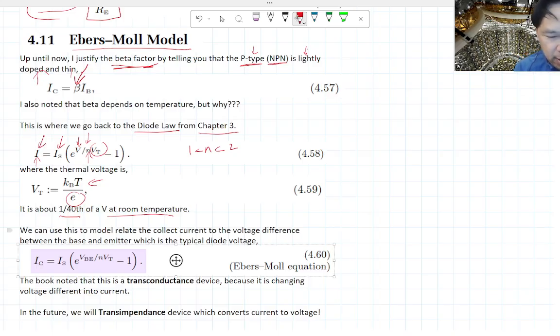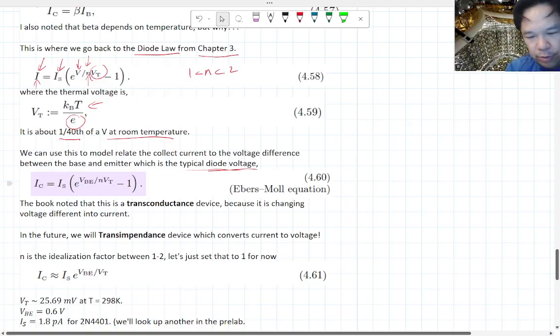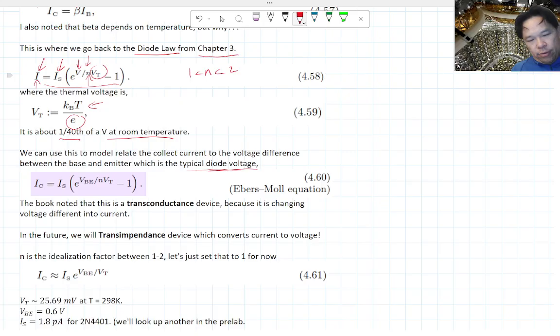So we can use this model, which Ebers and Moll basically took, well, maybe they came up with this equation, and just use it to quantify how the current traveling between the collector and the emitter behaves as a function of the voltage drop across those diodes. So this is the Ebers-Moll equation. Hopefully it looks very familiar, right? We're just applying this to the collector part of your transistor.